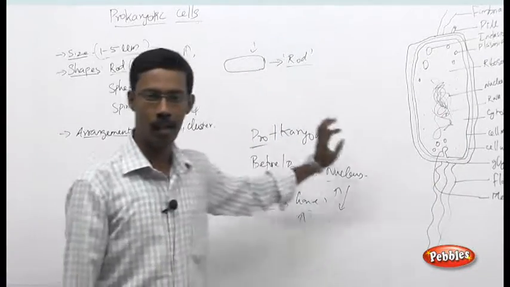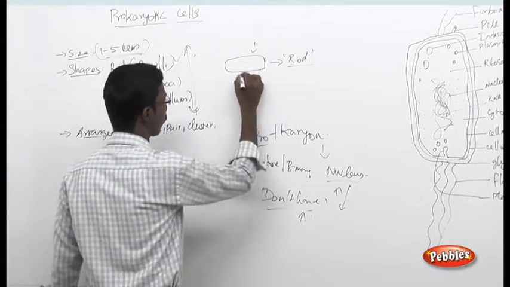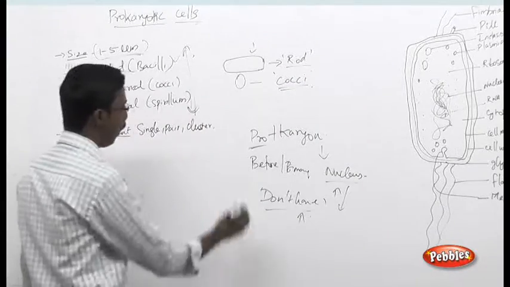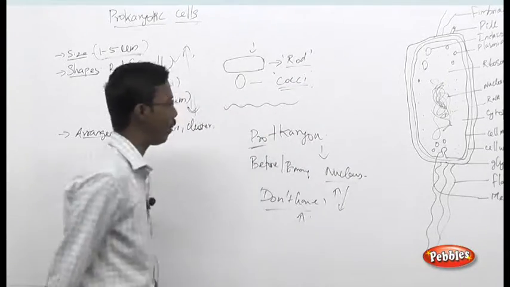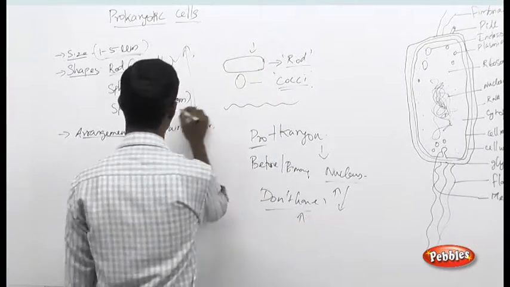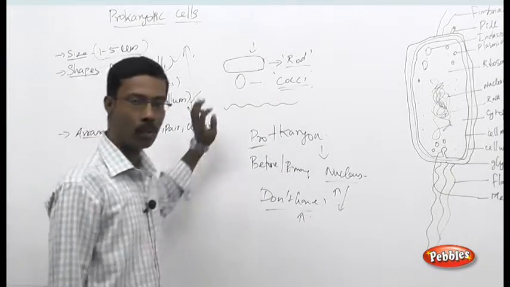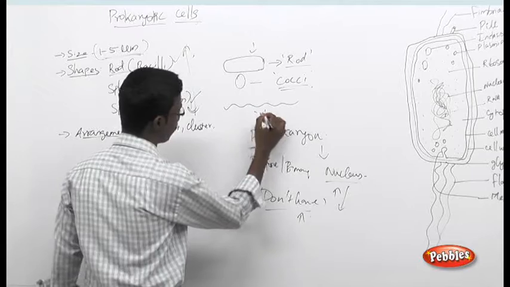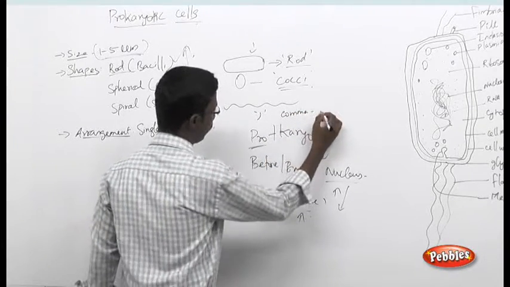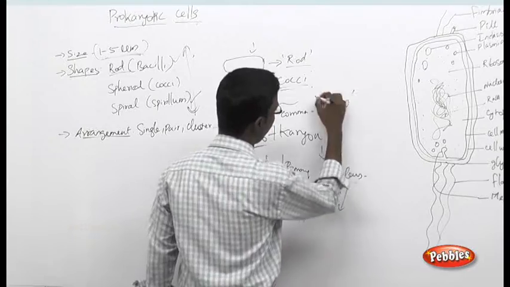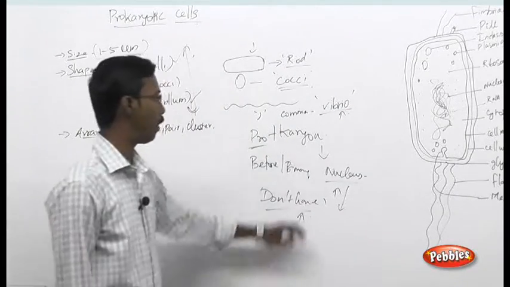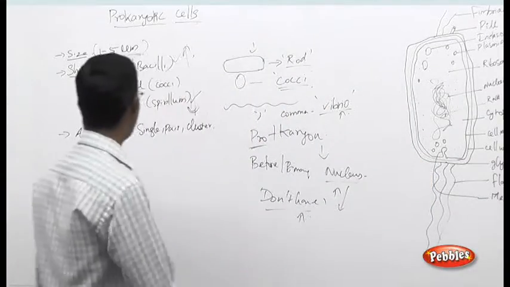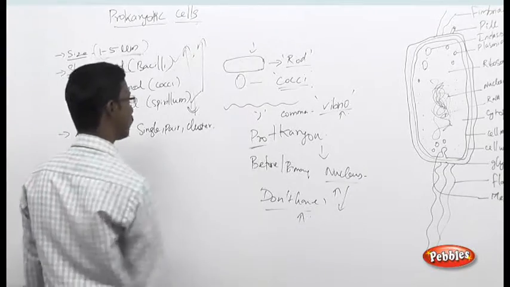And some bacteria are in a spherical shape. Okay. So we call those bacteria cocci. And some bacteria will be in a spiral shape, and we call those bacteria spirillum. Okay. So there are three major shapes, and some bacteria will be comma shaped. For example, we all know the cholera causing bacteria, Vibrio, is in a comma shape.